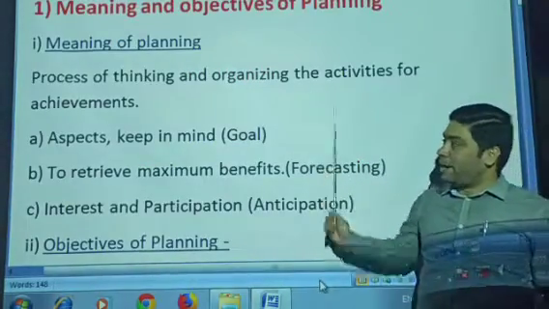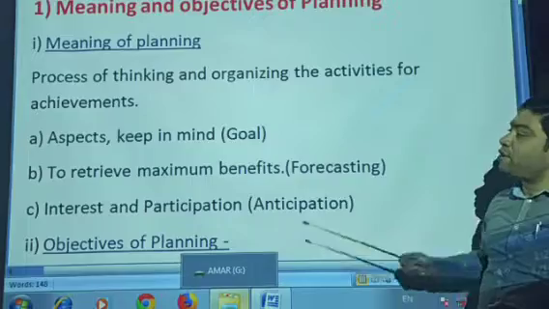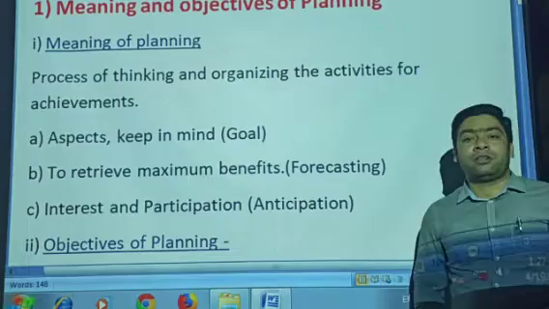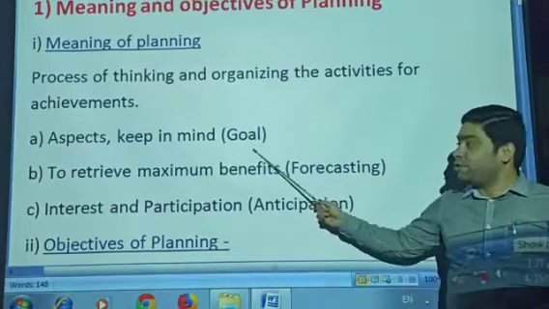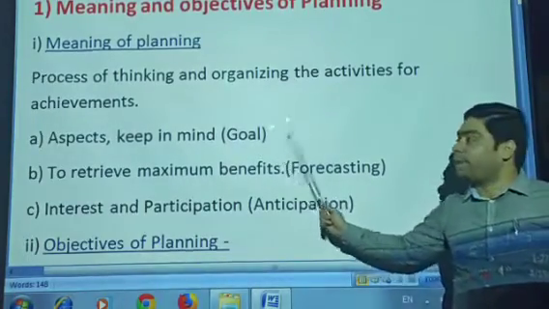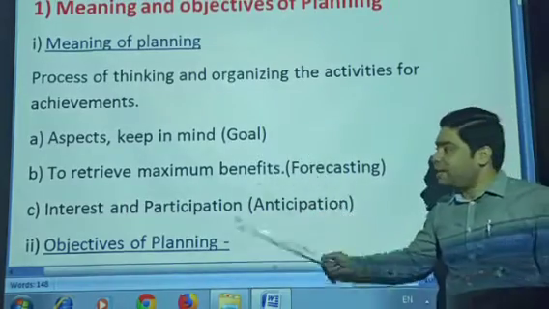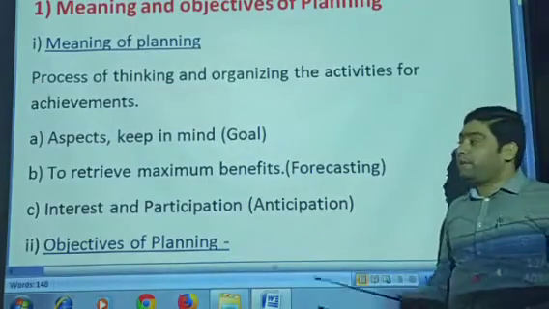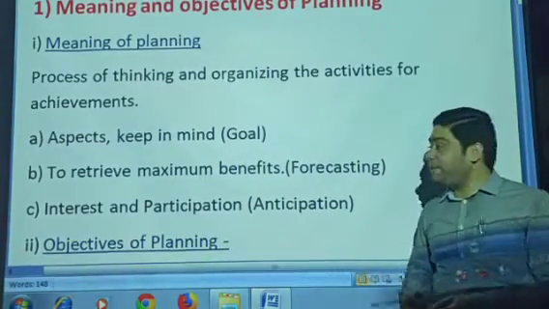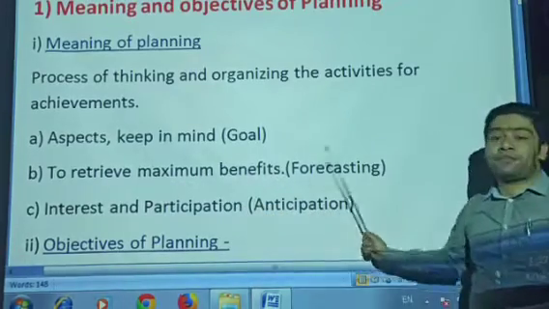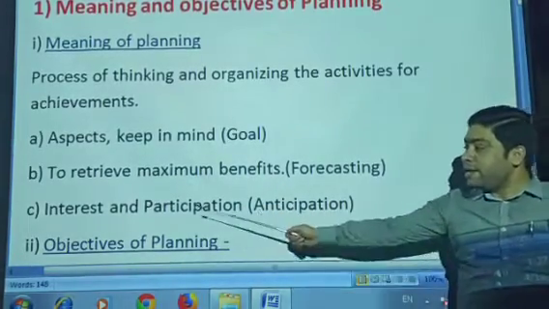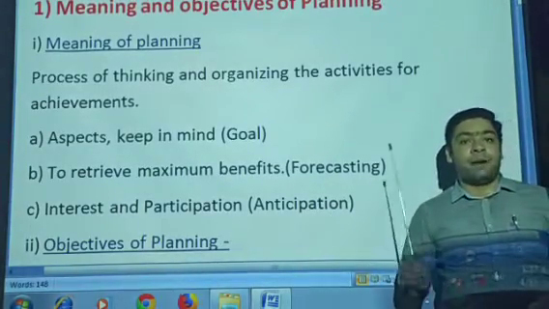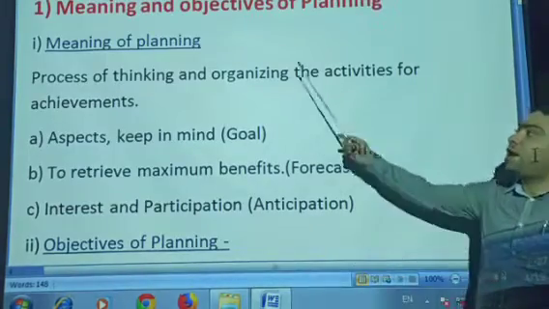Planning has different points. First one is aspect. Aspect means what kind of goal we want to achieve, so always keep in our mind the aspect of our goal. The second one is forecasting. That means in which manner, with which kind of activities, we retrieve maximum benefit. The third point is interest and participation. That means anticipation is the main important topic about our planning.